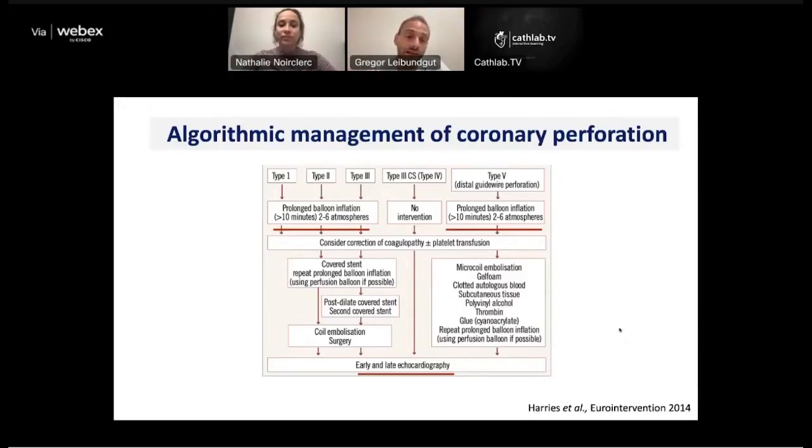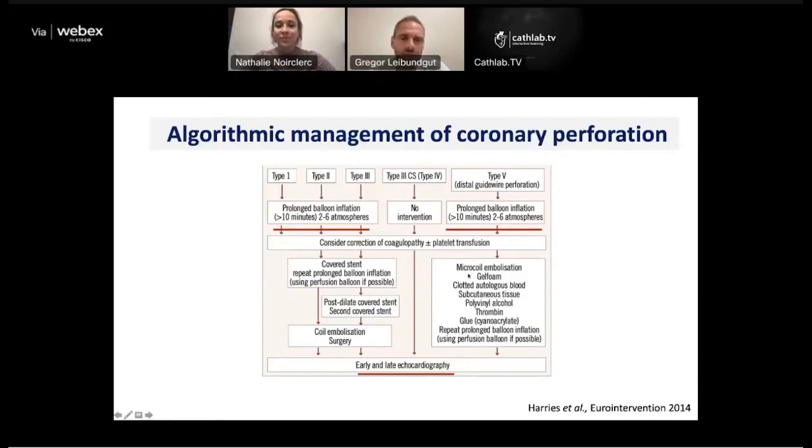That's why we do final images and make sure that you have the entire heart on the screen, and also inject prolonged and do the cine a little bit longer and check for distal perforations. Absolutely critical.